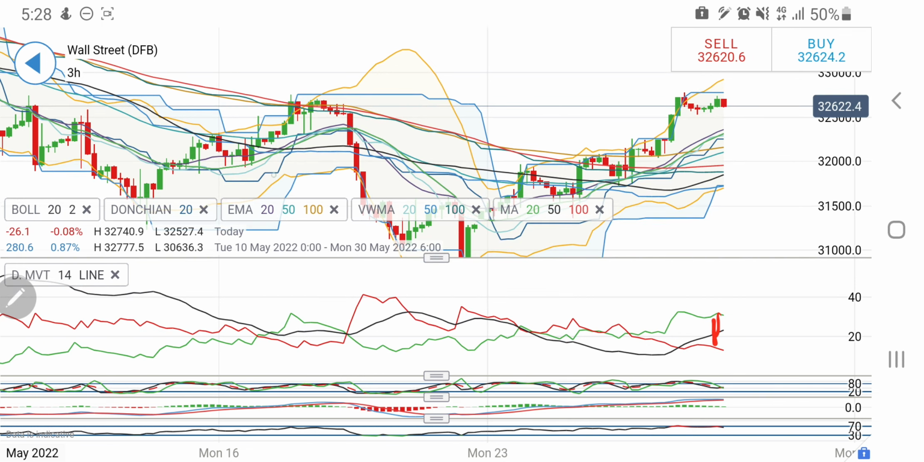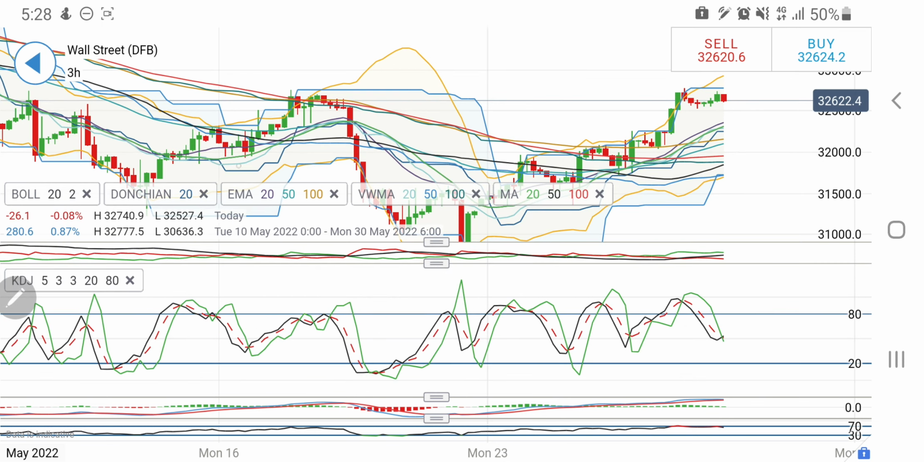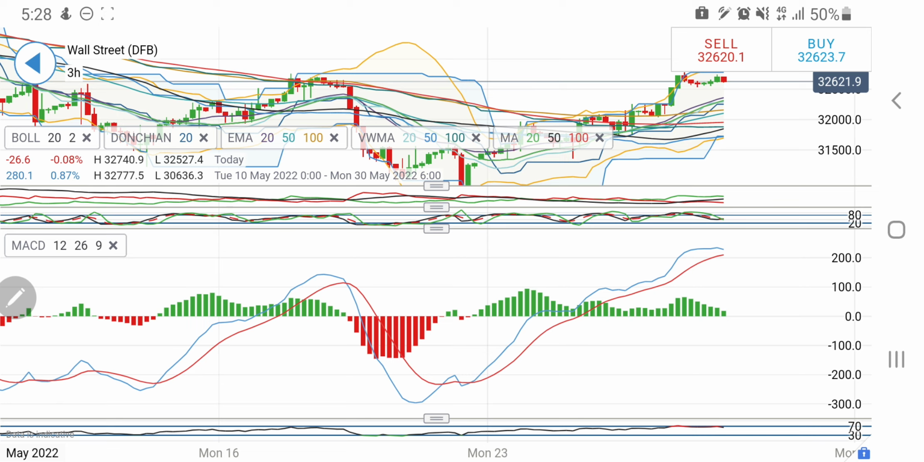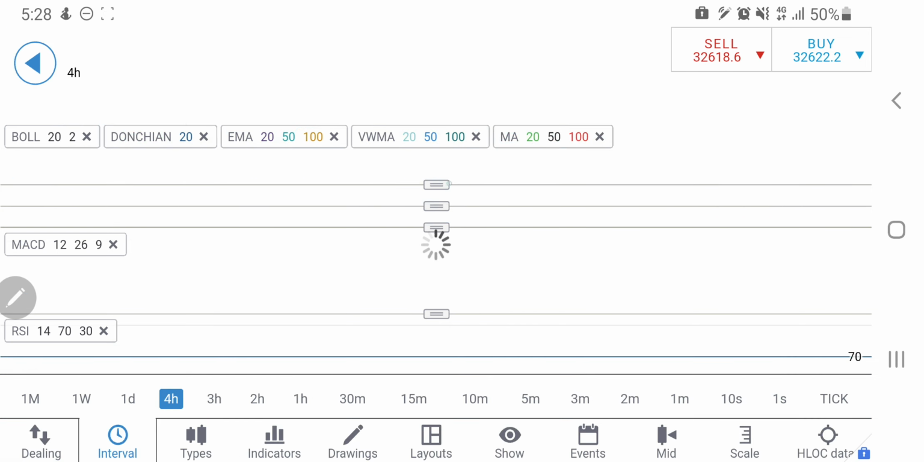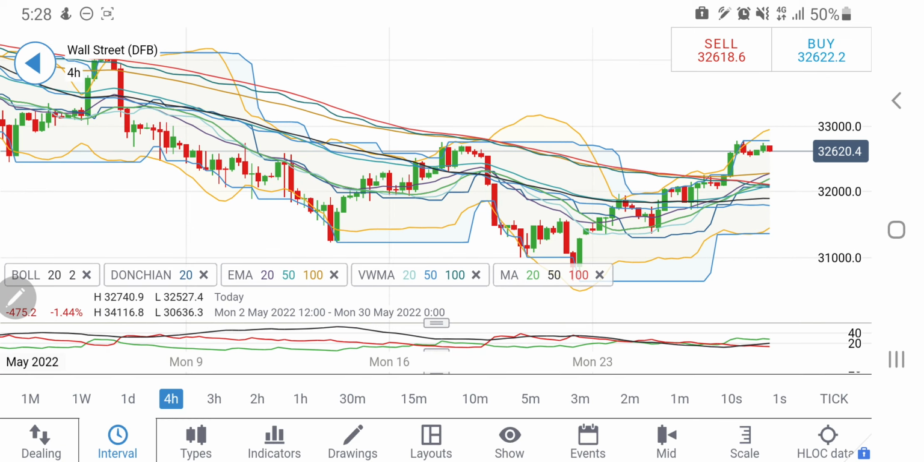Directional movement is bullish, it is trying to converge. The stochastic is again crossing over for a bullish move, so I'll be cautious there. On the 3-hour charts, the MACD is trying to converge for a sell there, and the RSI is overbought, now looking downwards from here, so cautious with the longs till the time it trades below 32,750 for sure.